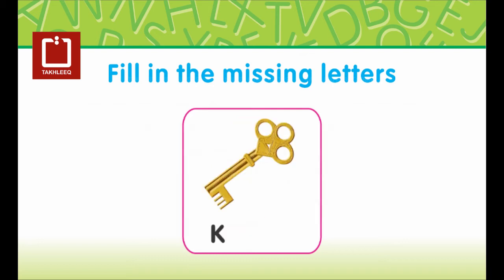Here we see the picture of a key. Here is written K E dash. The spellings of key are K E Y, key. So here letter Y is missed, so we write here Y.